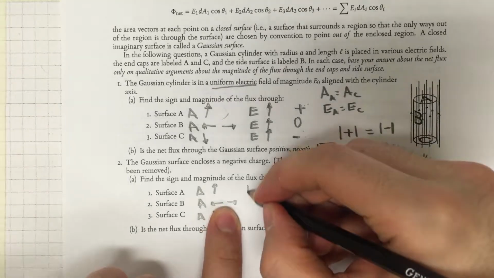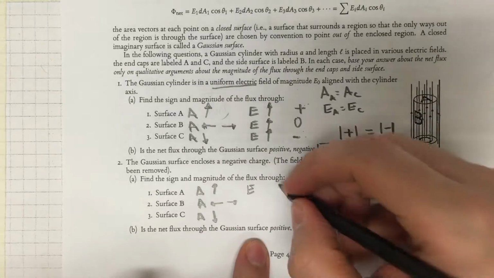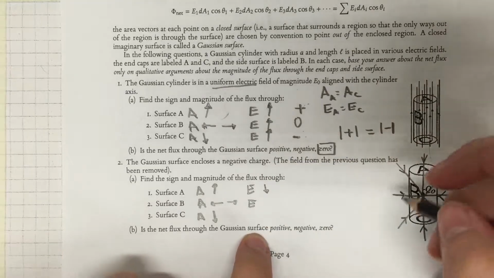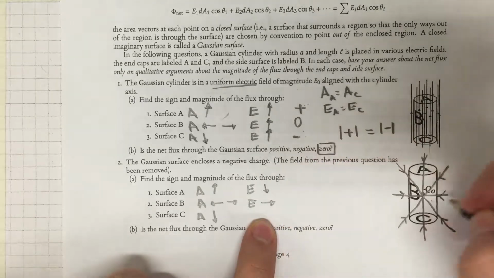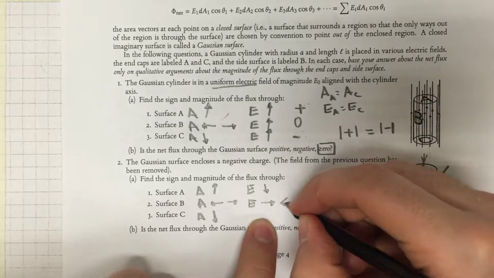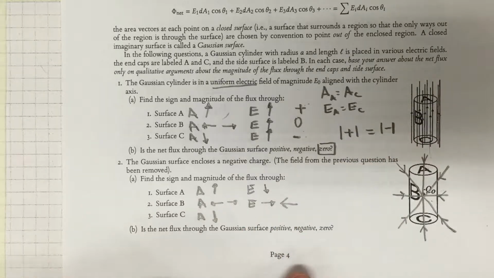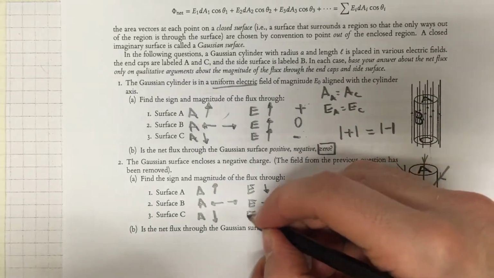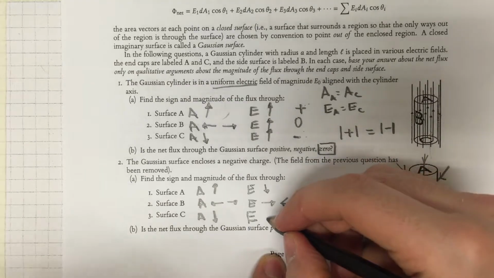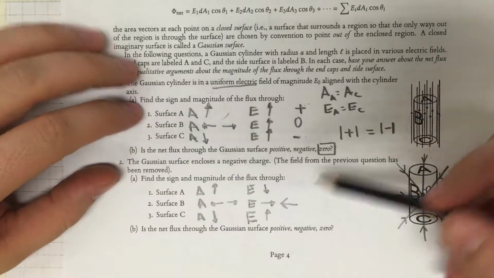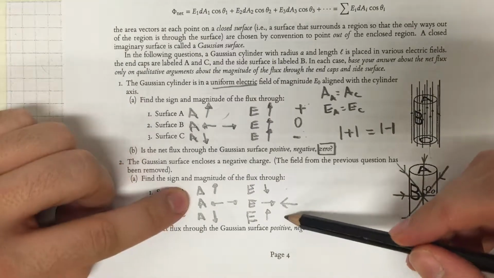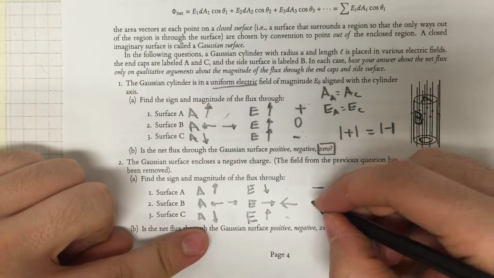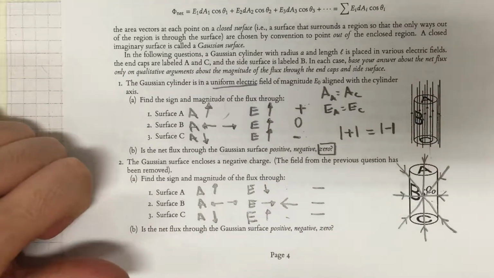So what direction does the electric field point at surface A? Well, it points down. What direction does the electric field point at surface B? Well, on the left side, it points inwards, and on the right side, it also points inwards, so it points to the right on the left, and to the left on the right. And for C, I see that it points up. Now, when I compare the area and the electric field following our rule for positive, negative, and 0, I see that I get negative at A, negative at B, and negative at C.